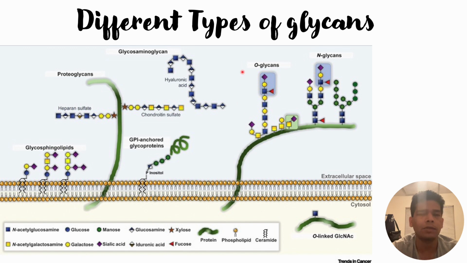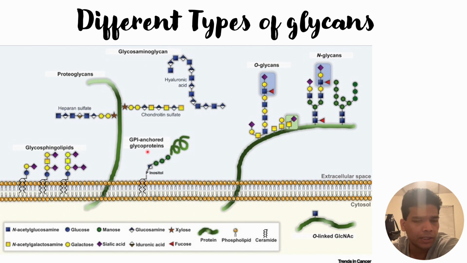Whereas these O-glycans are found at the serine and threonine residues of the glycoproteins. And this is the hyaluronic acid that exists on its own without any attachment to glycoproteins or any proteins. This is also known as glycosaminoglycan.